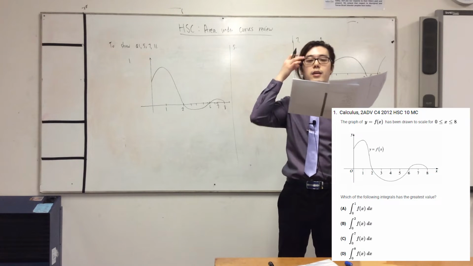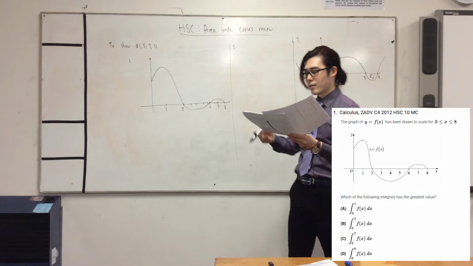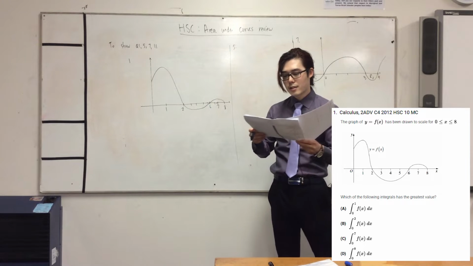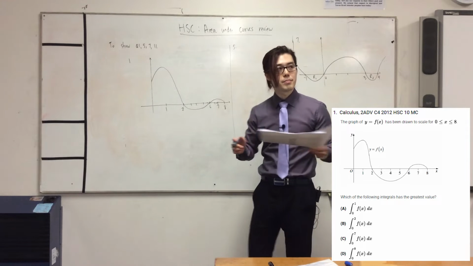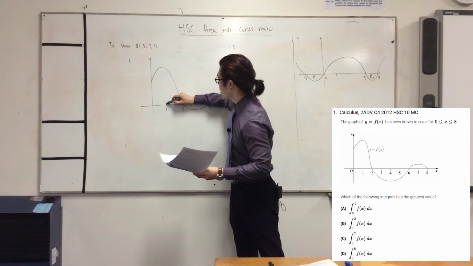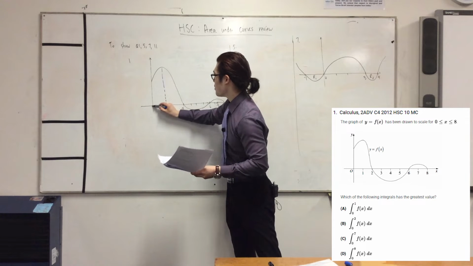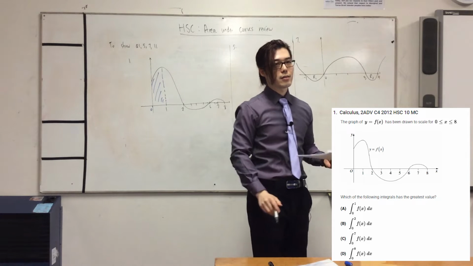Having a look at question 1. The graph of f of x is given. Now, which of the following integrals has the greatest value? Let's have a look at what the first option means, A. If it says from 1 to 0, so under that curve, that represents the area under the curve for that section.